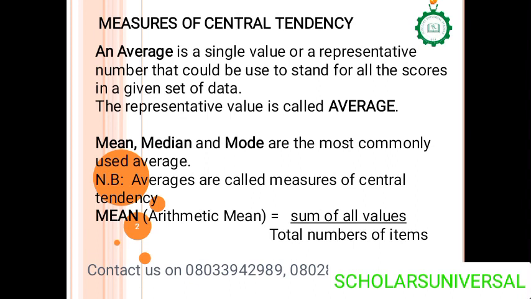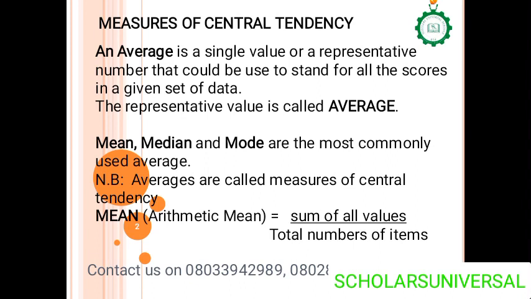So average is a single value. We just need a single value, not that this one scored 120, this scored 340, the other scored 350, and so on like that. We cannot just be expressing those values other than to find the average. It might be in percent at the end of the day, or any value you choose. So an average is a single value or a representative number that could be used to stand for all the scores in a given set of data. Now, the representative value is what we call average.